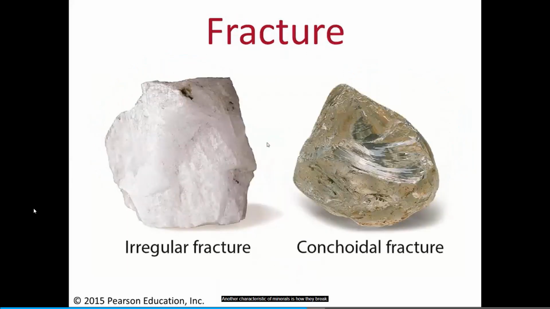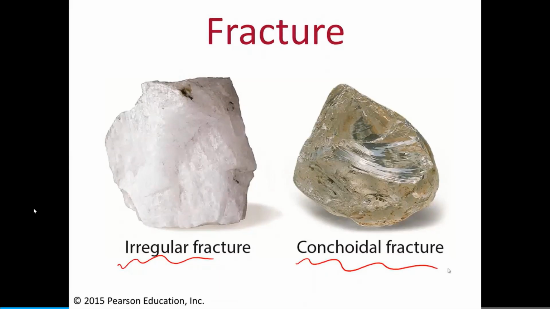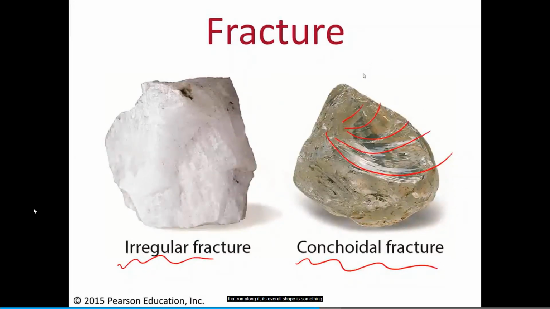Another characteristic of minerals is how they break. Some minerals break with an irregular fracture. Other minerals break with a so-called conchoidal fracture. Irregular fracture is just like what it sounds like. It's irregular. Conchoidal fracture is pretty distinctive because it's sort of a scoop-shaped fracture, often with little ribs that run along it. Its overall shape is something like a clamshell.